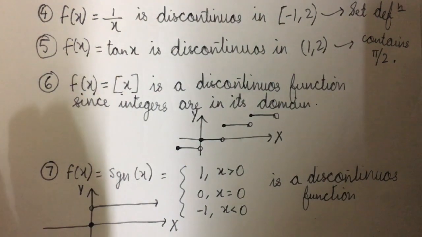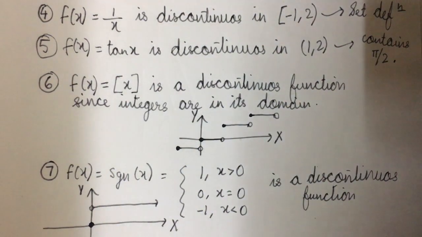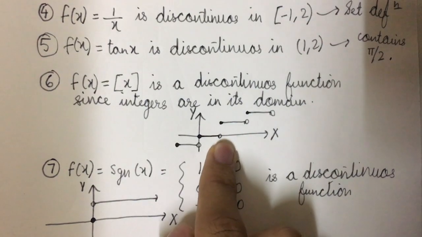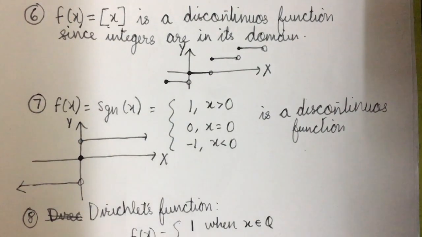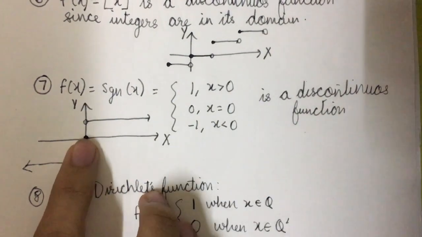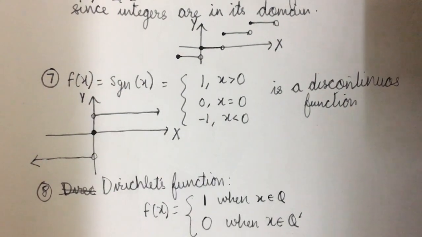Now the greatest integer function is a discontinuous function since it is discontinuous at integers and integers are in the domain of that function. You can clearly see here the limit and value are not equal. The left hand limit and the value are not equal. Now the signum function is a discontinuous function because of its discontinuity at 0.